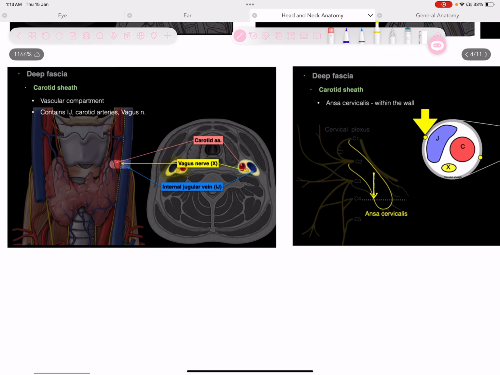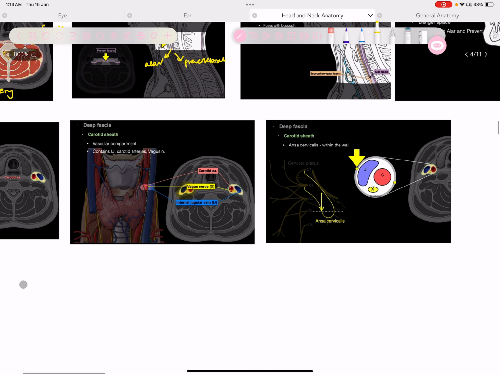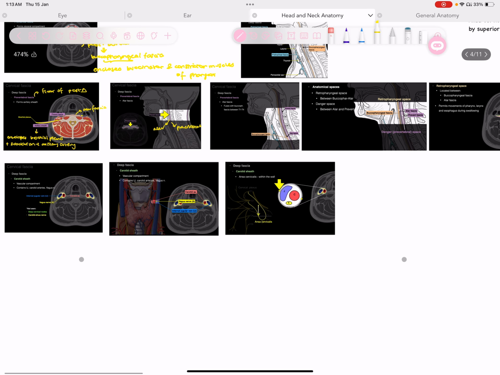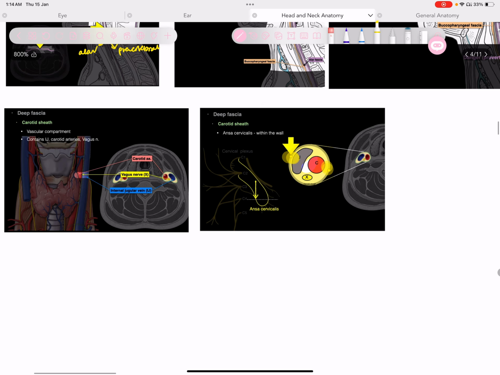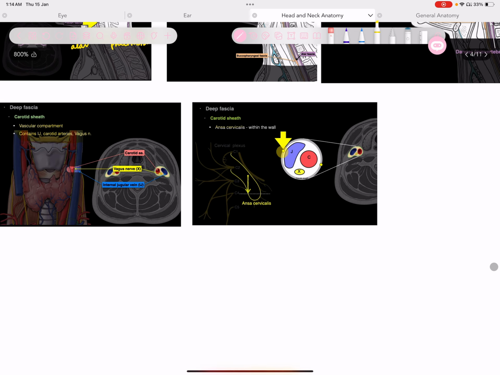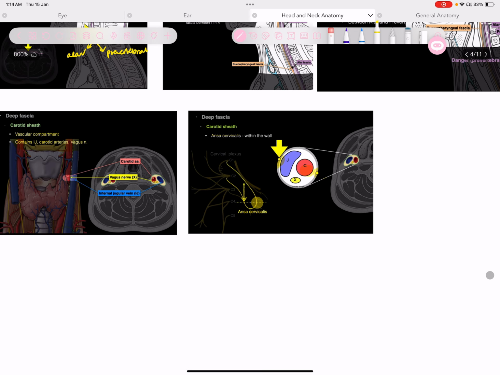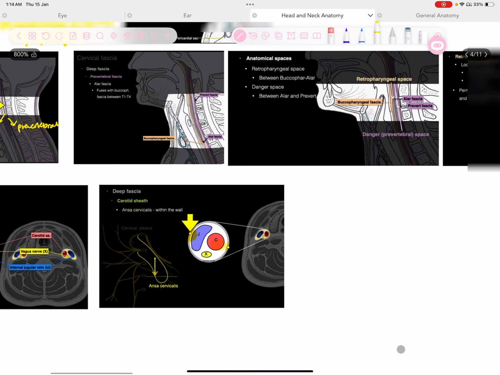Now, the carotid sheath is basically deep cervical fascia, right? One of its layers is the carotid sheath. When you talk about its outermost layer, you'll notice there's the ansa cervicalis in the anterior area, within the wall. So the vascular compartment contains the internal jugular, carotid artery, and vagus nerve, and the ansa cervicalis is within its wall. So this is the loop. You can see the superior root and the inferior root. I hope that makes sense.